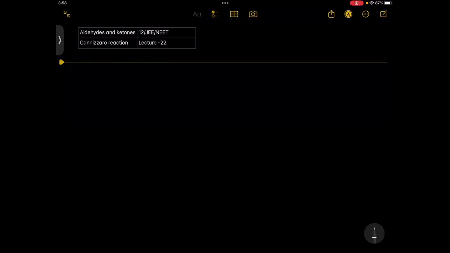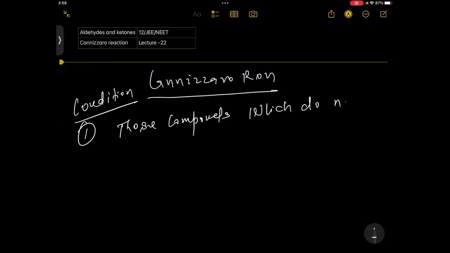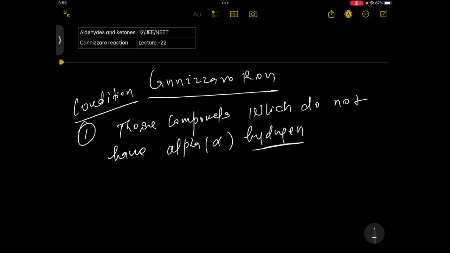Let's just start here. I write here Cannizzaro reactions. What type of compound will be involved in the Cannizzaro reaction? First I write the condition. The condition is that those compounds which do not have alpha hydrogens will be involved in the Cannizzaro reaction.